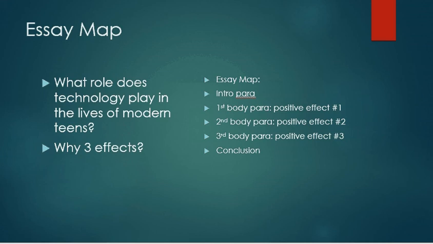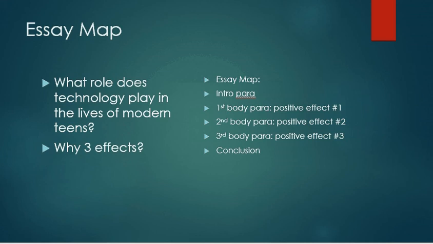If I was writing an essay on the topic that I chose here, what I would do is I would have an intro paragraph where I introduce the topic, and then my first body paragraph would be the first positive effect of technology. My second body paragraph would be positive effect number 2. My third body paragraph would be positive effect number 3, and then I would wrap it up with a conclusion.